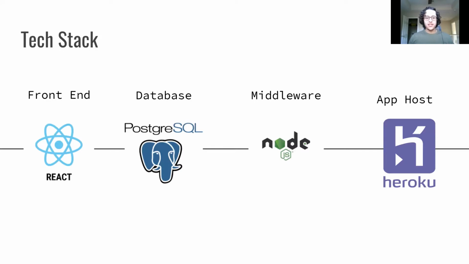So moving into the tech stack that I used. For the front end, I used React.js. It's a popular JavaScript library and framework that allowed me to create the visual components for this application. For my database, I used PostgreSQL, which is one of the largest open source databases. For my middleware, I used Node.js just because it's something that I never worked with before, and I wanted to challenge myself in that sense. And to actually host the application, I used Heroku.